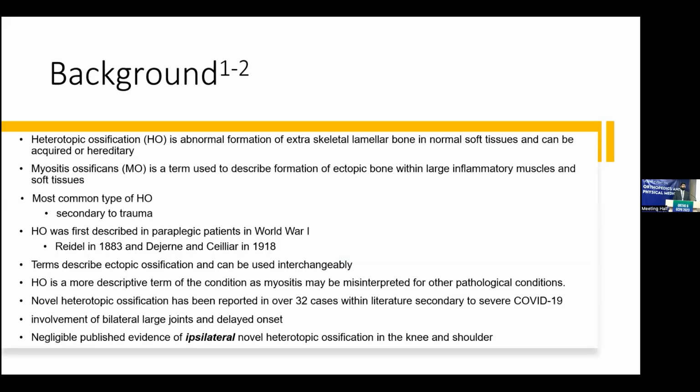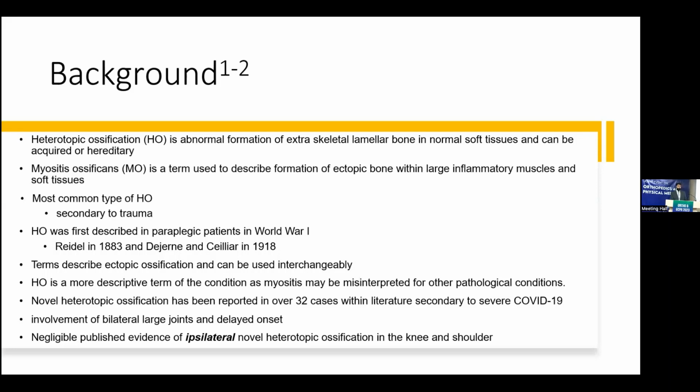So, heterotopic ossification, a long word, what does it mean? It's abnormal formation of extraskeletal lamellar bone in normal soft tissues and can be acquired or hereditary. Myositis ossificans is a term used to describe formation of ectopic bone within large inflammatory muscles and soft tissues. They can be used interchangeably, but HO is a more descriptive term. It was first described in paraplegic patients in World War I by Riedel in 1883 and De Jern and Sellier in 1918.